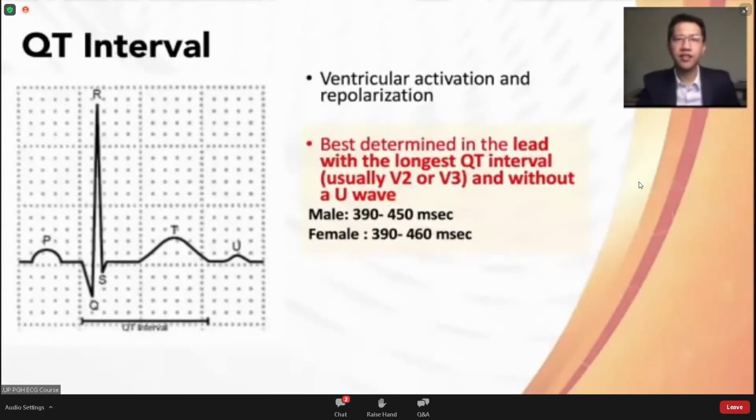Next, we look at the QT interval. This is the measurement from the Q wave until the end of the T wave, and many arrhythmias can arise from abnormalities in the QT interval. It is best determined in the lead with the longest measurement. Usually that's V2 and V3, and it should not have a U wave.